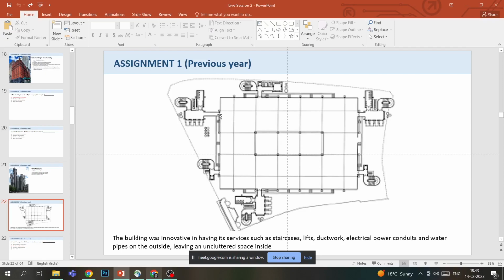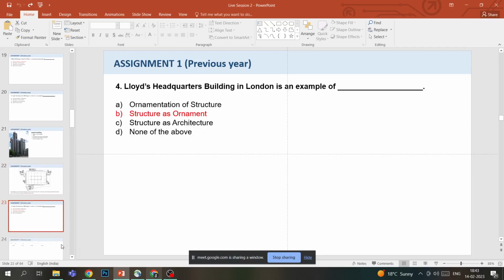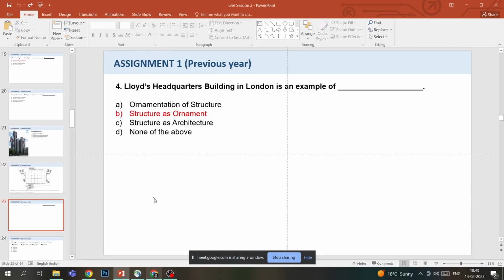So all the staircases, lifts, ductwork, electric power conduits, everything is outside, and all these cores and services are major structural components in any kind of building. So basically this means that the structure is outside, and hence the entire facade of the building is visible with a lot of service elements, which are made from the basic structural elements. So the answer to this would be structure as ornament.